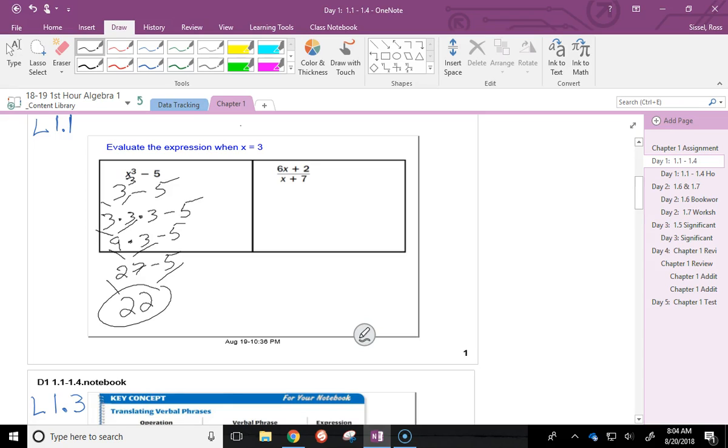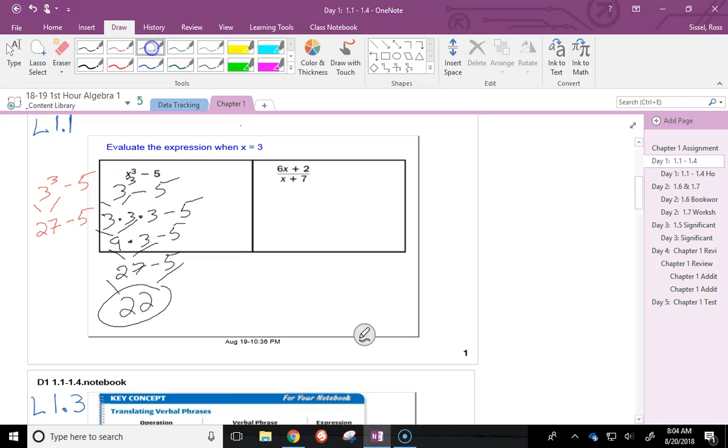Now, if you just went ahead and said 3 cubed minus 5, and 3 cubed was 27, I mean, you could do that. I'd be okay with that, because I'll be able to see, did you mess that part up? Alright, going to the next one.